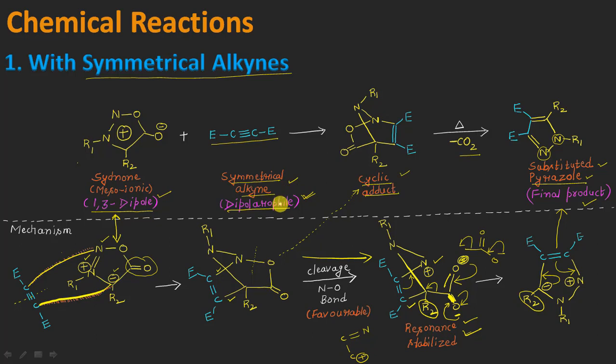So this means the reaction of our 1,3 dipole sydnone mesoionic with a symmetrical type of alkyne acting as the dipolarophile, and following a 1,3 dipolar type of cycloaddition reaction, results in the formation of this type of cyclic adduct first of all, and then it releases a molecule of CO2 resulting in the formation of this substituted pyrazole as the final product.